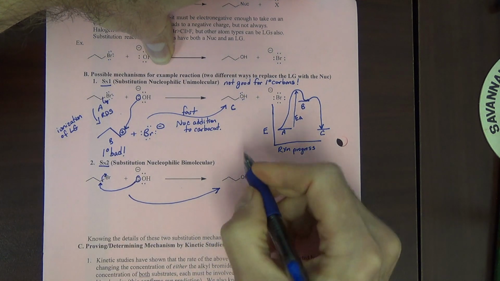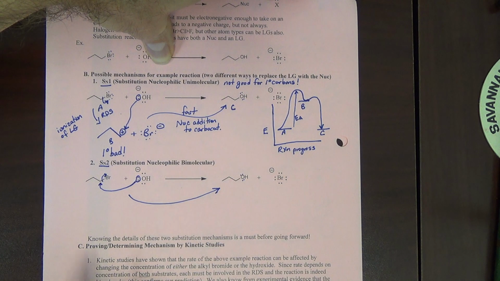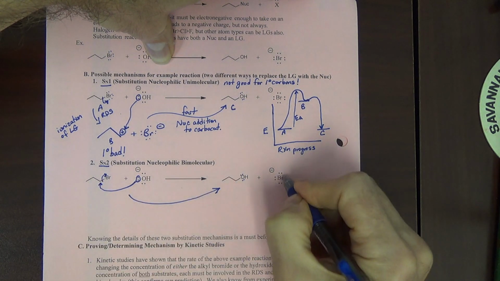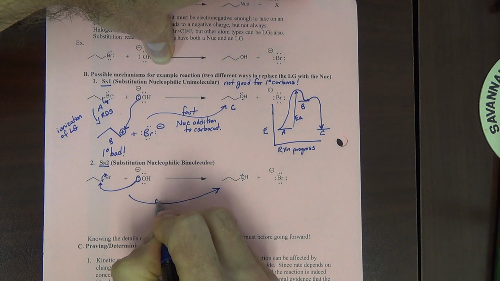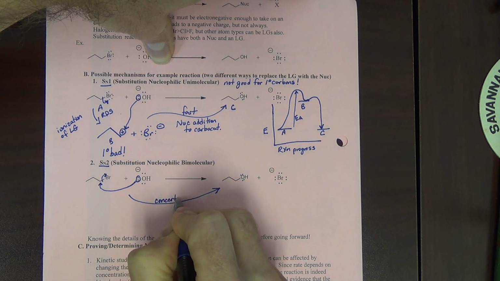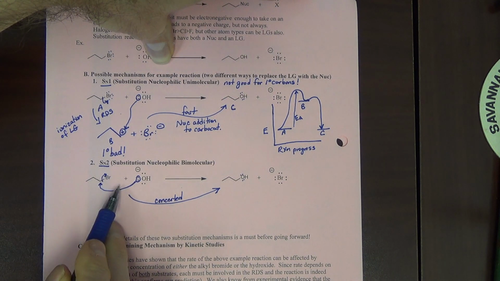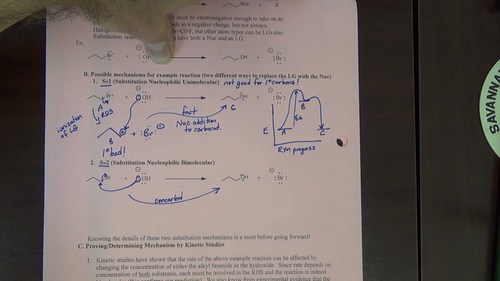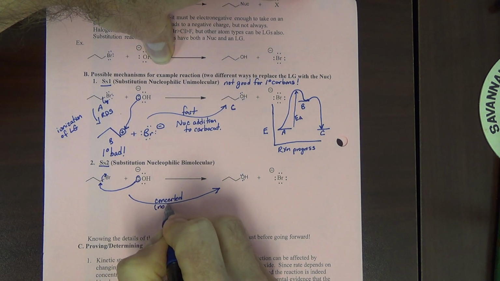Electrons may bond to carbon. There's 2 lone pairs remaining. The other lone pair is now bonded to carbon. These electrons move on to bromine to become the 4th lone pair in bromide. This would be a concerted mechanism. These 2 arrows are happening at the same exact time, concerted with no intermediate.